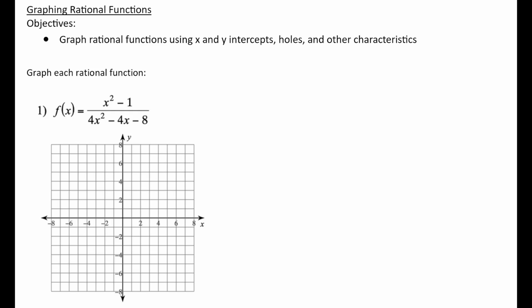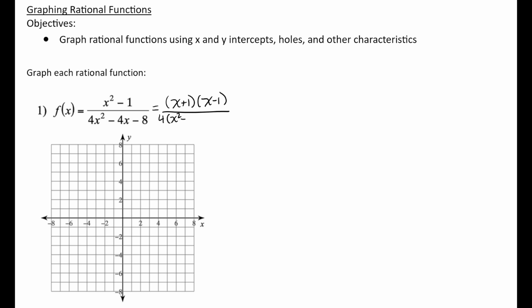In this video, we are going to keep practicing graphing rational functions, just a little bit more complicated now. So, we're given a function, it is not factored, so we need to start by factoring. I know that I can factor the top into x plus 1 times x minus 1, and in the denominator, I need to take out a 4 first before I finish factoring this.